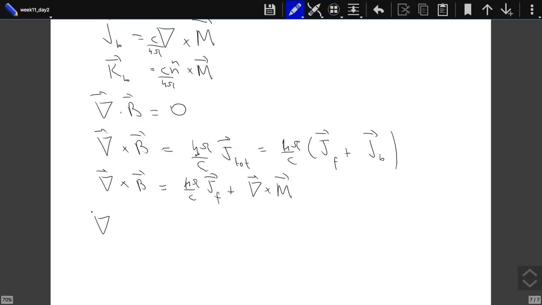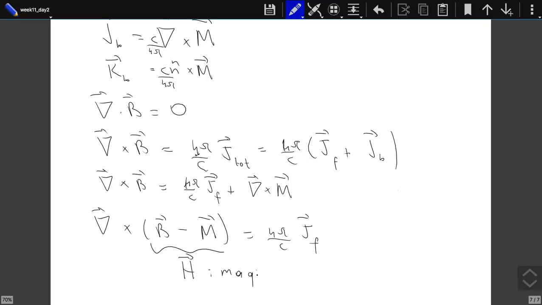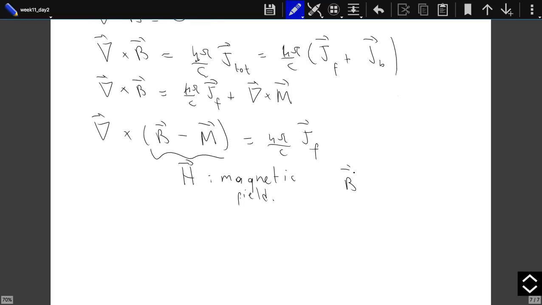Well, the next thing I will do is curl of B minus M is equal to 4 pi over C times J free. This will be our H. This is the magnetic intensity, magnetic field. Okay, I was trying to always pay attention to always calling this B our magnetic induction field. This H is the magnetic field.